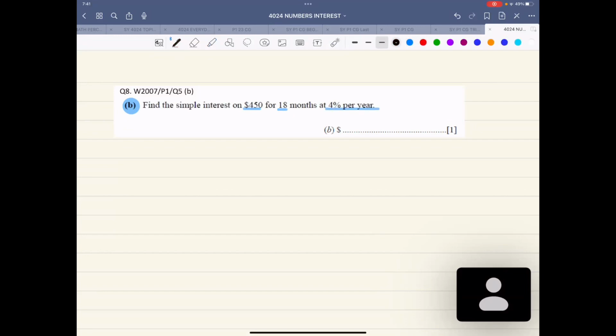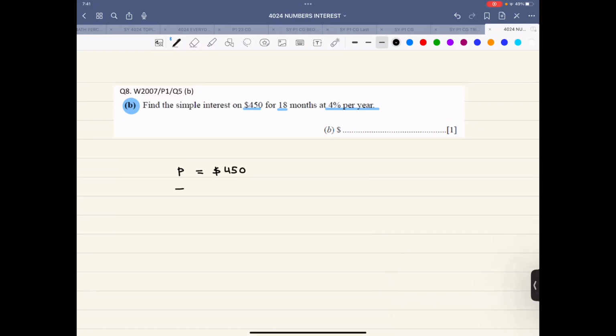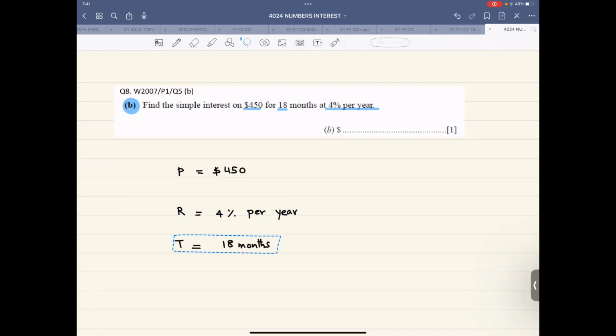Again, the working is straightforward. The principal amount, that is $450. And then the time period is 18 months. And the rate is 4% per year. Now make sure you write things in the proper order. So it's better that I first write the value for principal amount, then the rate, then the time period, because the formula is I equals PRT over 100.